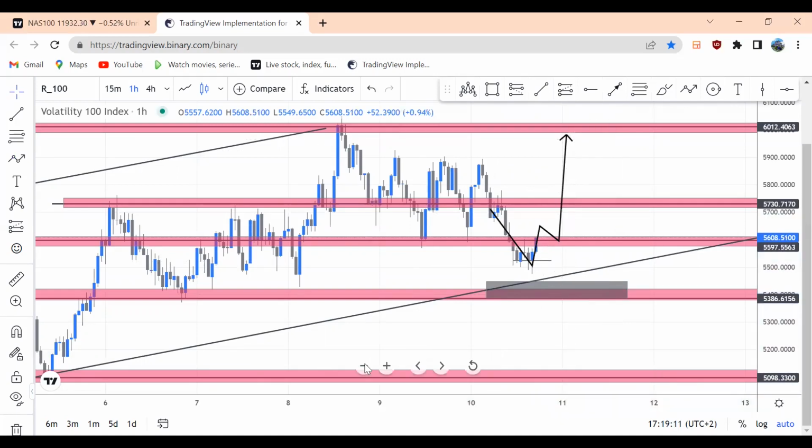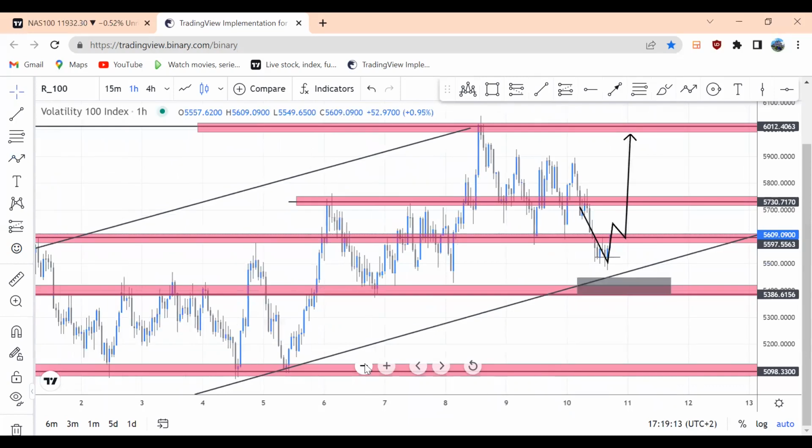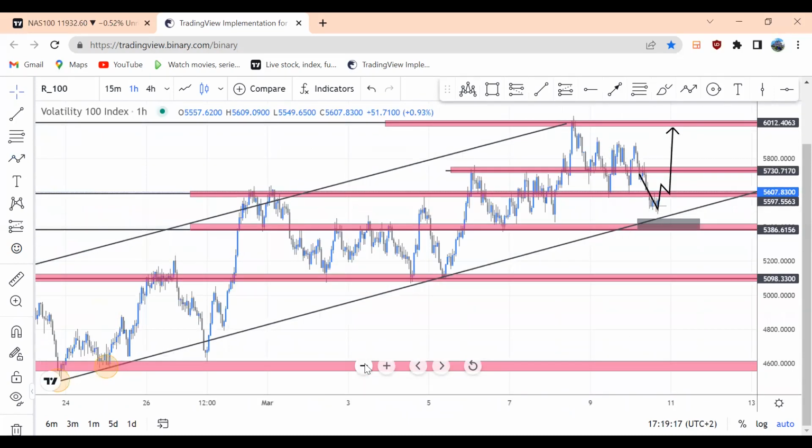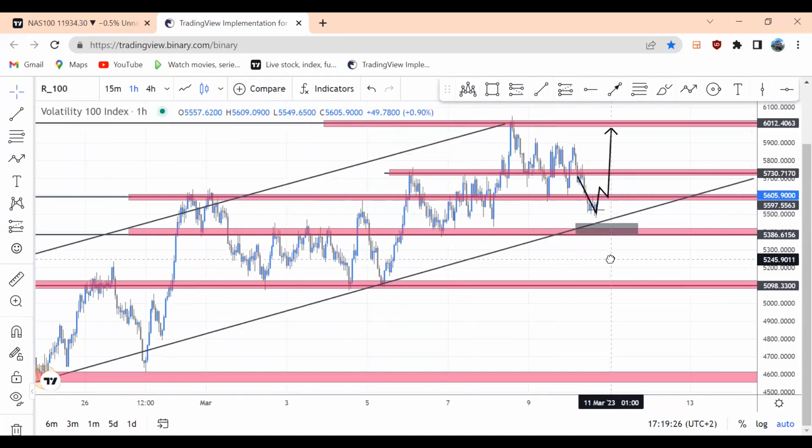I want you guys to know that confluence zones always have volume. Always, the market will react off it. It's either the market will break below. If the market just breaks below this, we know that now our sells are confirmed. This is Volatility 100, guys. Synthetic indices, guys.